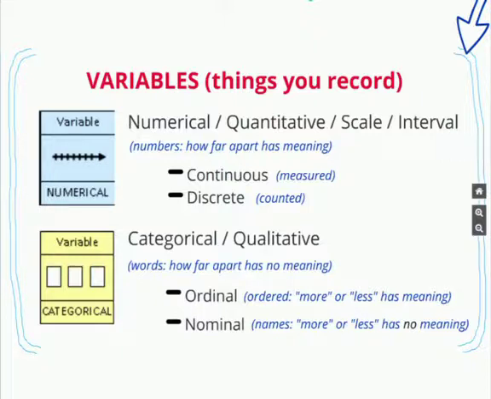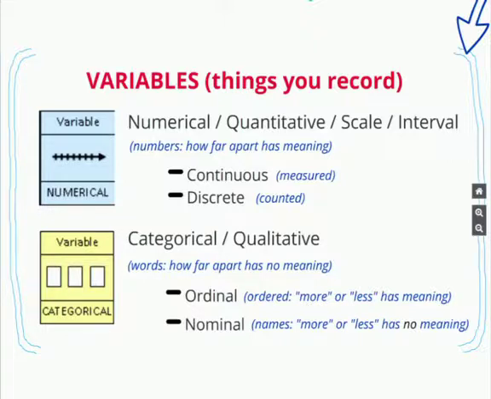And shoe size, 11 is definitely less than 12, but it's not 1 less than 12, because it's not the same as the difference between 10 and 11 with shoe size. Okay, so how far apart they are doesn't have any real meaning. So that's how to tell if your number is really a number or if it's just a category. And we're going to have practice at this in a second, so it will make more sense.